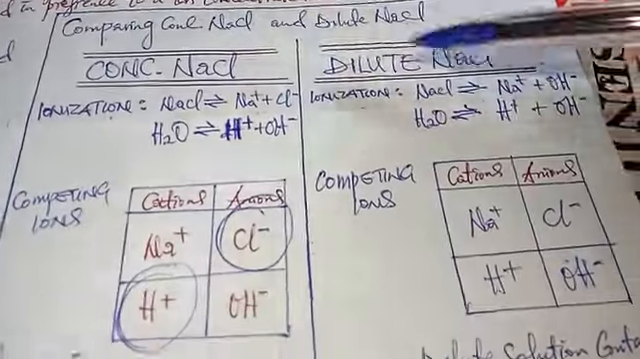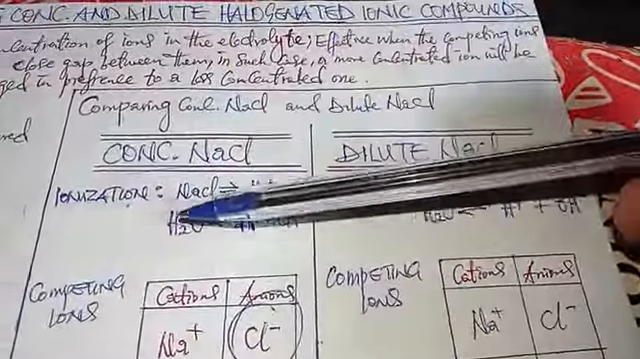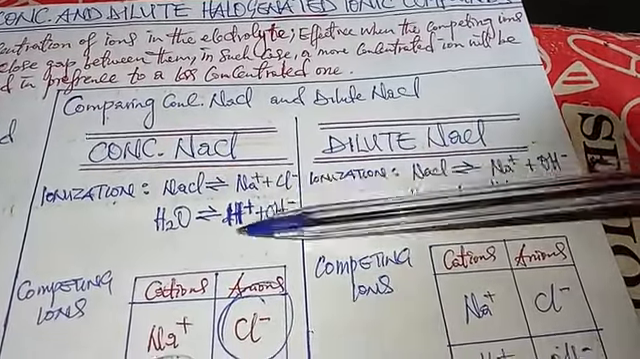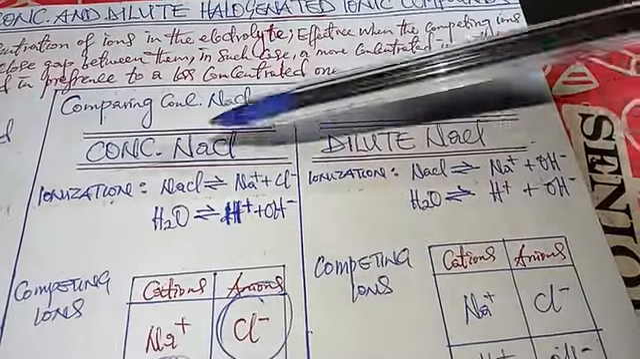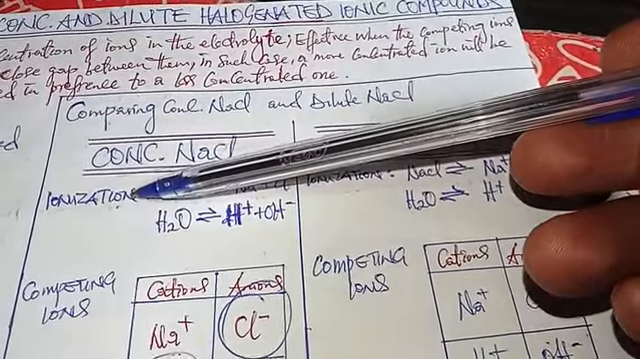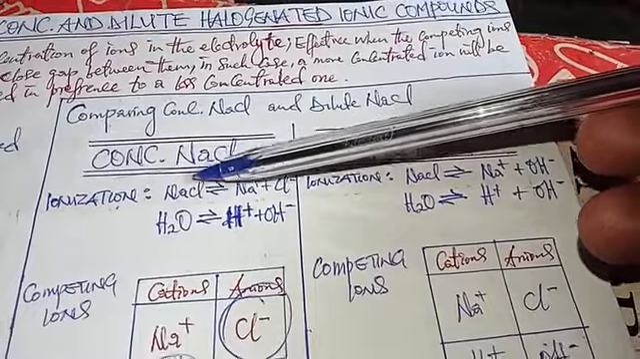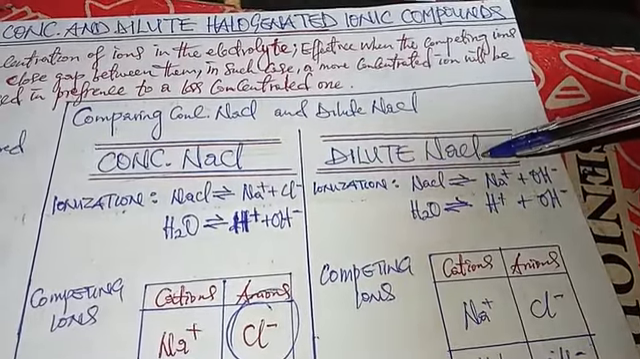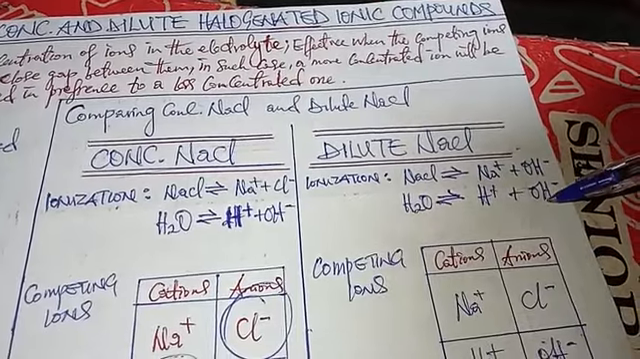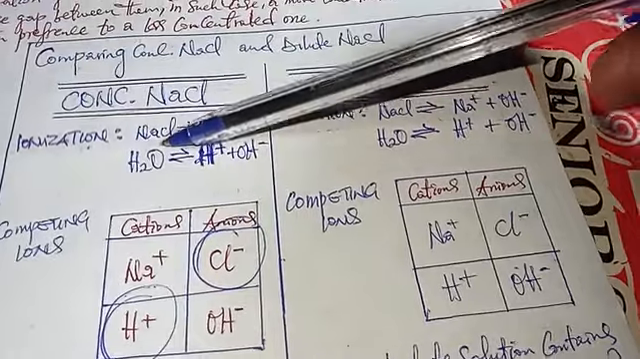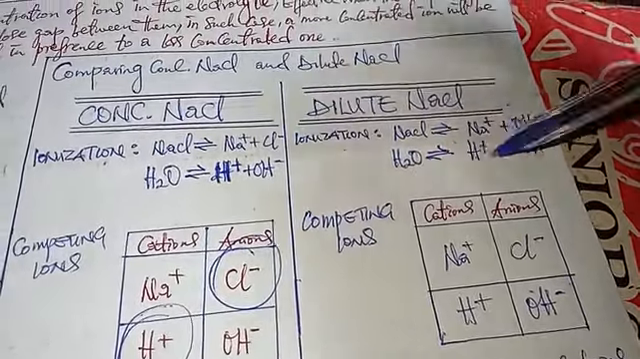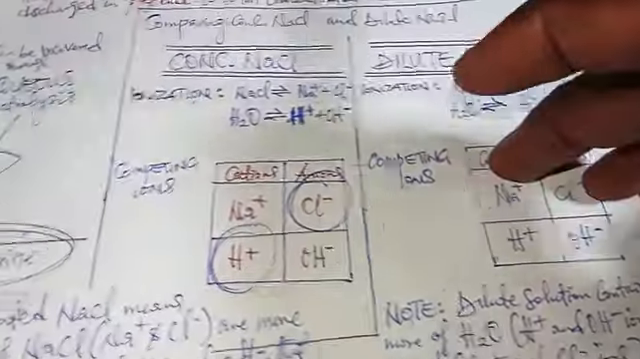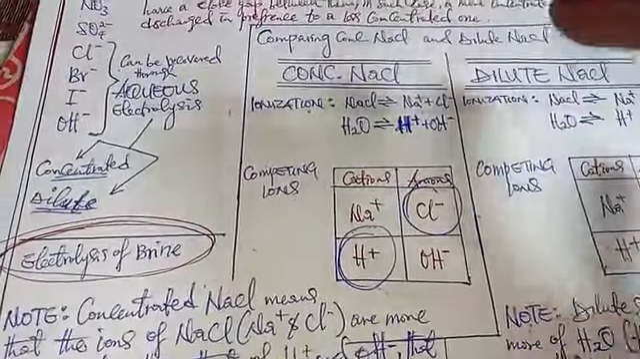Now moving further, we are going to look into this. So on the left is concentrated sodium chloride, on the right is dilute sodium chloride. The ionization is the same, but you need to know that on the left, concentrated sodium chloride simply means we have more of sodium ion and chloride ion, while dilute sodium chloride means I'll have more of hydrogen ion and what? Hydroxide ion. So on this side, more of the salt, on this side, more of the water. These are the competing ions, they are the same. You need to write all this so it can be a guide to you.